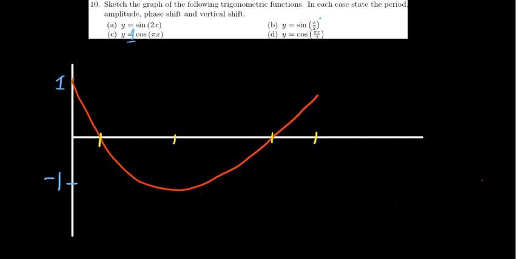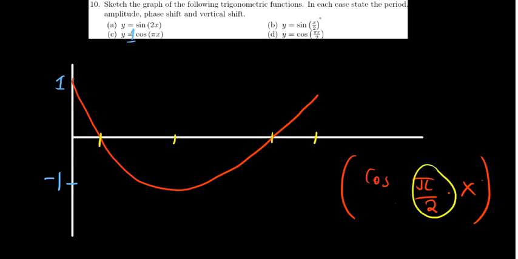So again, y is equal to cosine of pi. So I'll pull out pi over 2 and then remain with x. She's trying to show that pi over 2 has got an effect on the period. Anything attached to x has got an effect on the period. So 2 pi divided by that. So we're going to be dividing by pi over 2.